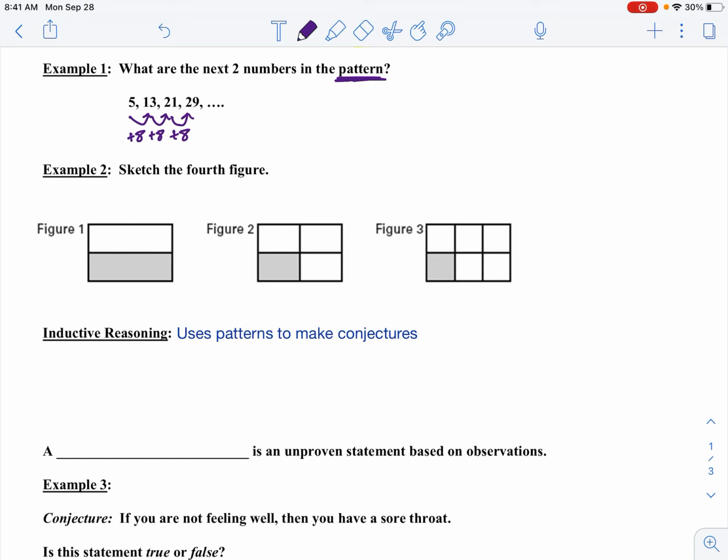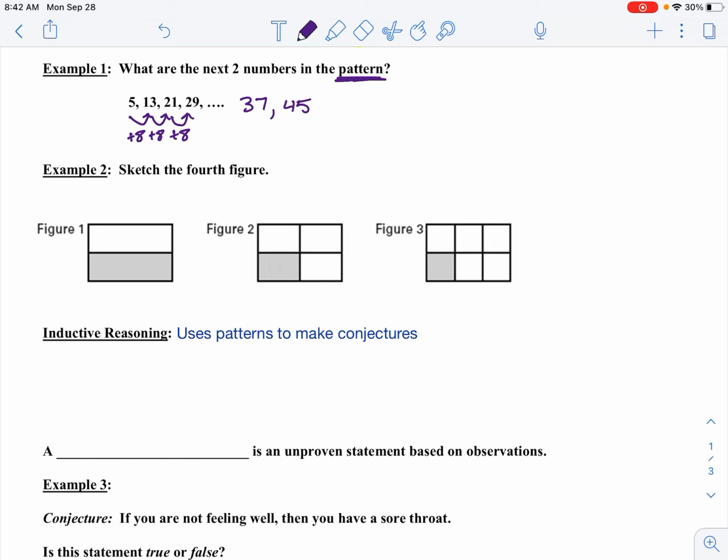If I were to add 8, the next one I would get would be 37, and then the next one I get would be 45. I'm using my observations that each number is increasing by 8. So the next two numbers I would get are 37 and 45. I'm just continuing on by adding 8.